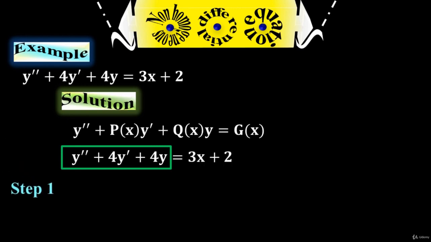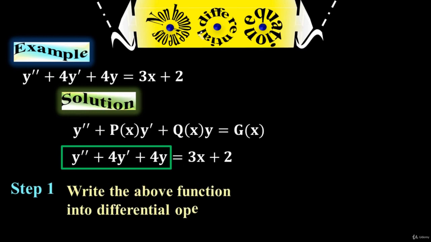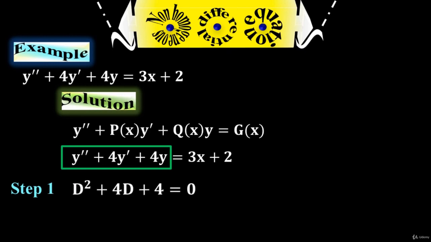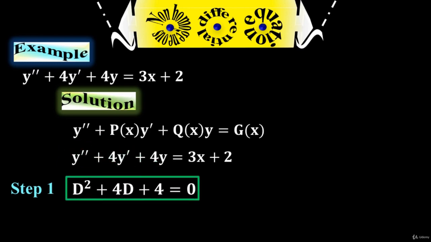Step 1. Write the above function into differential operator form. To do so, let me pick the left side, y double prime plus 4 times y prime plus 4 times y. Just pick the left side. Change it into differential operator, which is d squared plus 4d plus 4 equals 0. How do I change the equation into d squared plus 4d plus 4 equals 0?